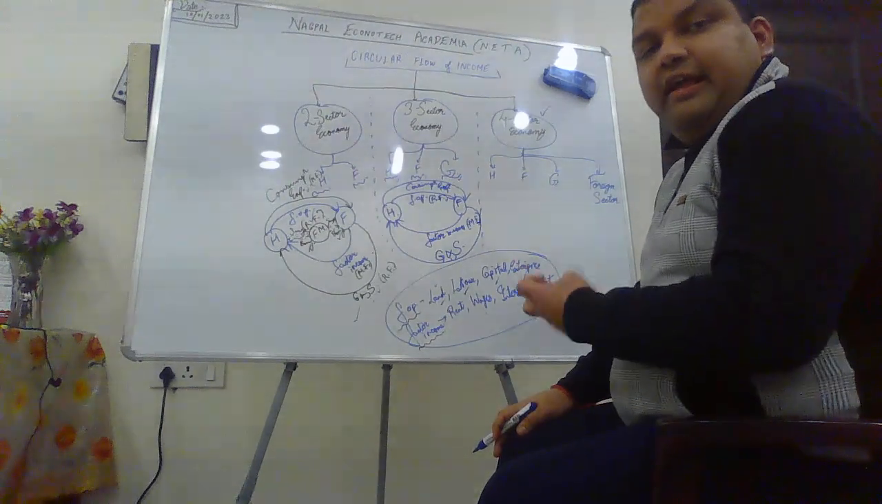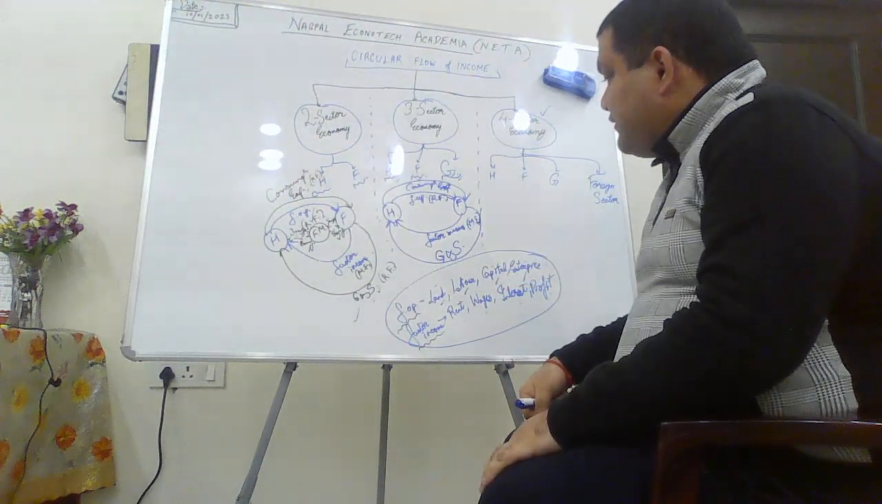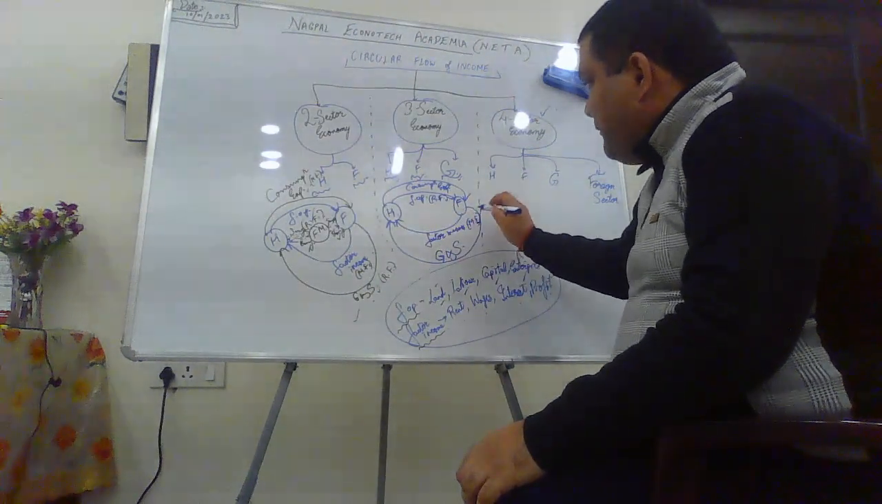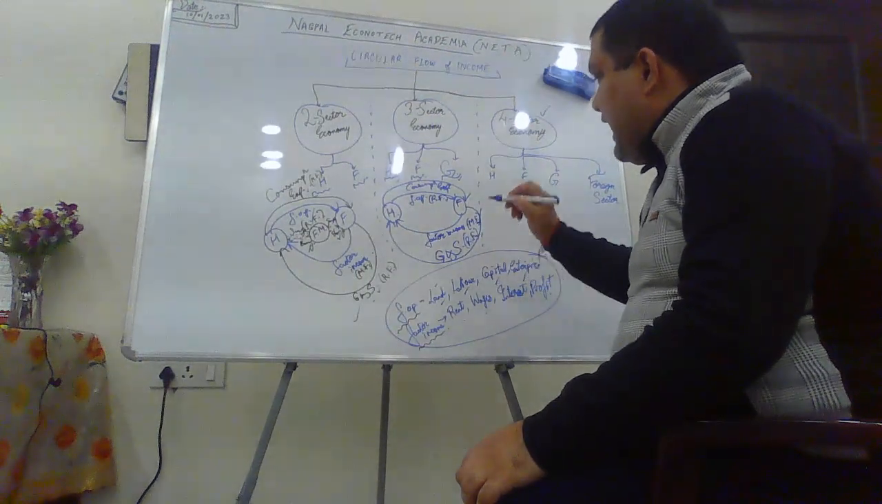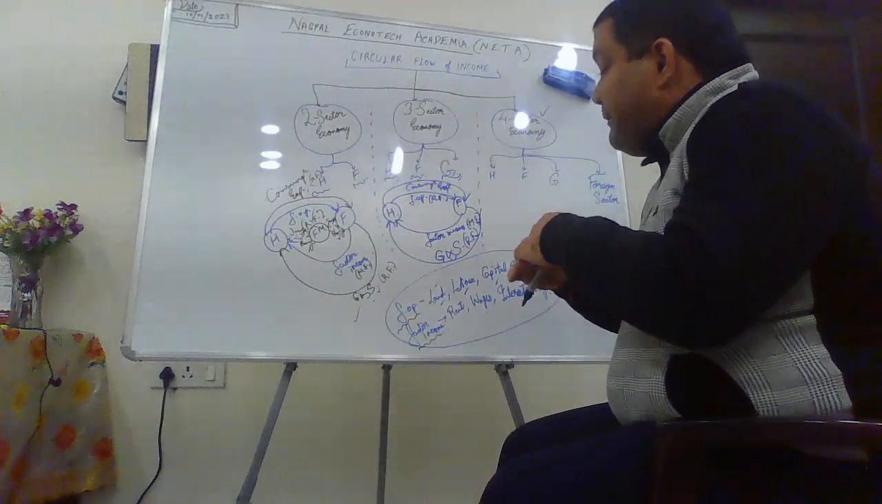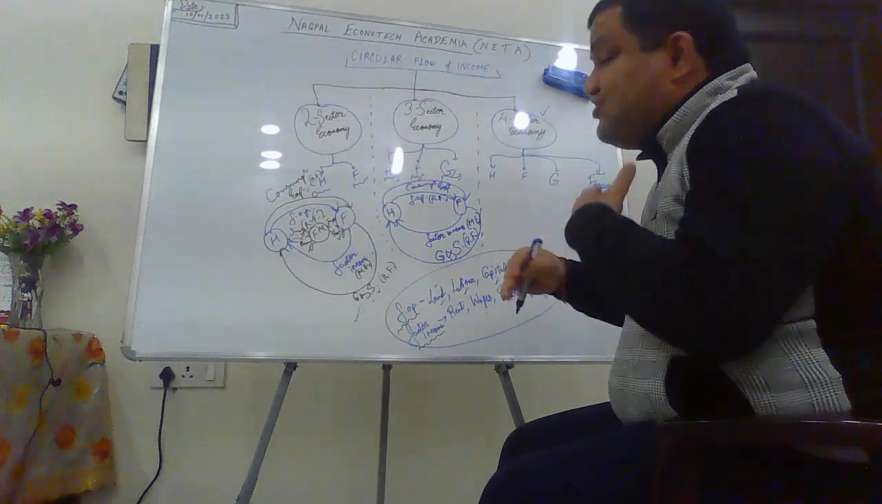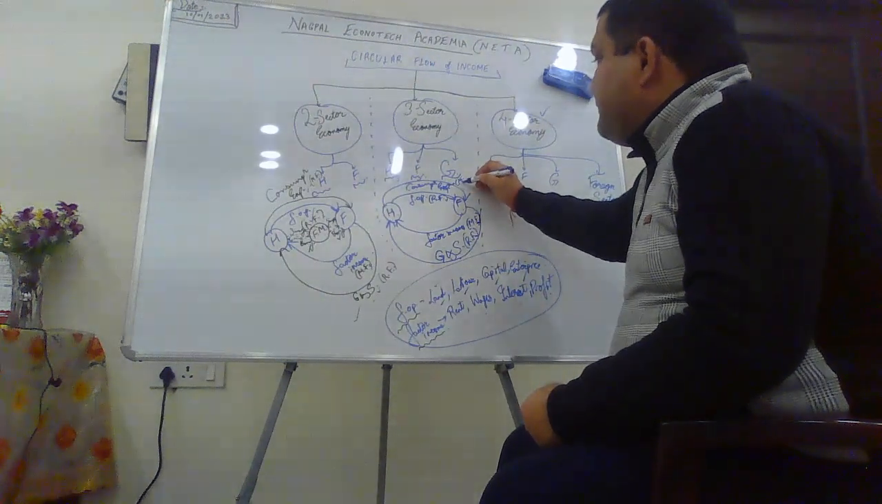So here again we are going to categorize both the flows as real flow and money flow. What is the real flow here? The supply of goods and services from the firm sector to the household sector would be the real flow. And the payments made by the household sector to the firm sector for the goods and services purchased by it would be termed the money flow.